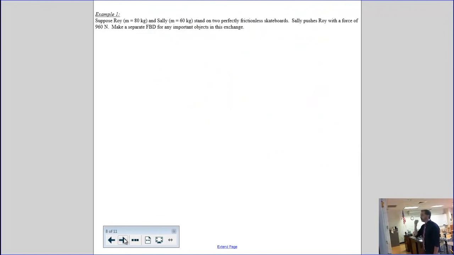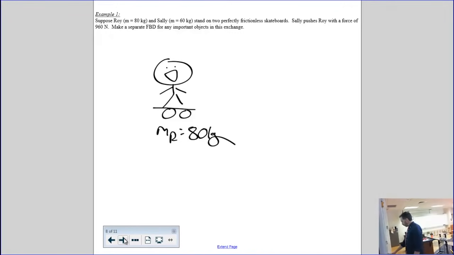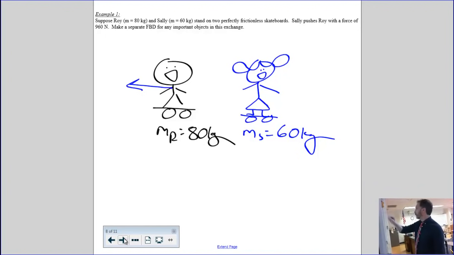All right, so let's do two examples. In the first example, we have Roy and Sally standing on frictionless skateboards. Let's draw this. Here's Roy on a frictionless skateboard. Mass of Roy is 80 kilograms. Over here we'll draw in blue. Here's Sally. Mass of Sally is 60 kilograms. Sally pushes Roy with a force of 960 newtons, so that's my action force. Here's the force of Sally, 960 newtons.